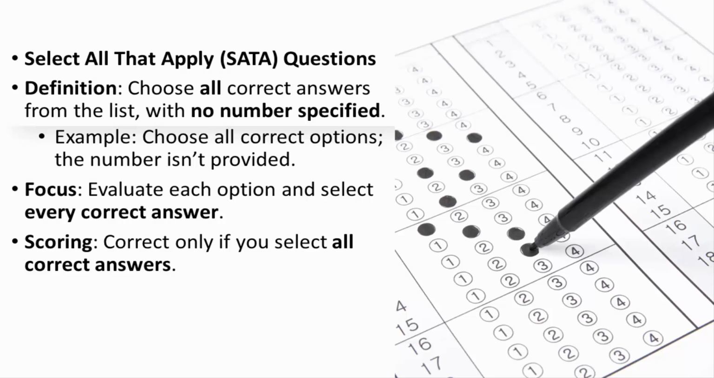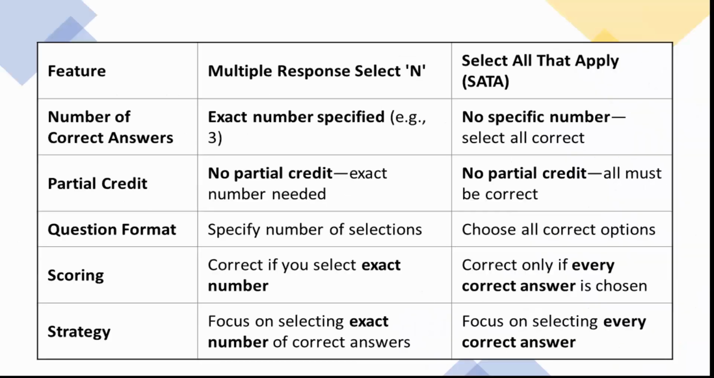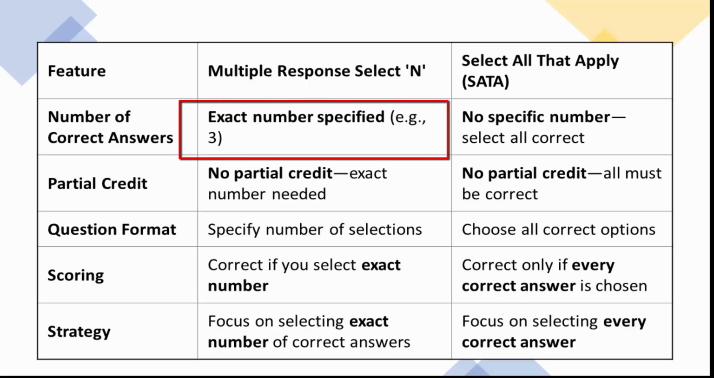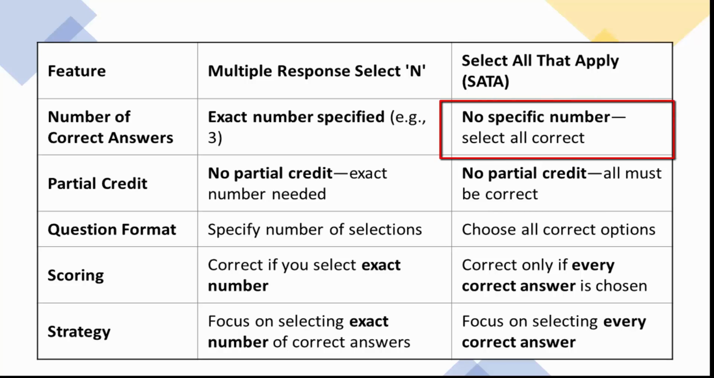Key differences between multiple response Select N and SATA questions. Let's break down the differences clearly. Here's what the table shows. Number of correct answers. This type of question will tell you exactly how many correct answers to select. For example, you might be asked to select 3 answers out of the choices. In SATA questions, no number is specified. You need to select all correct answers no matter how many.